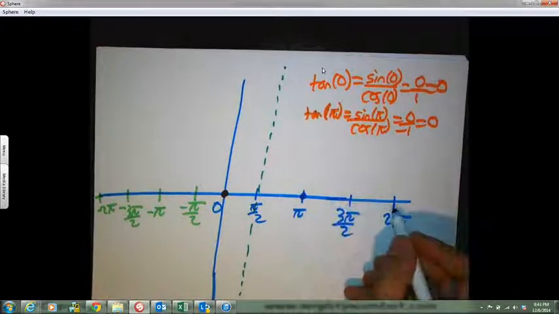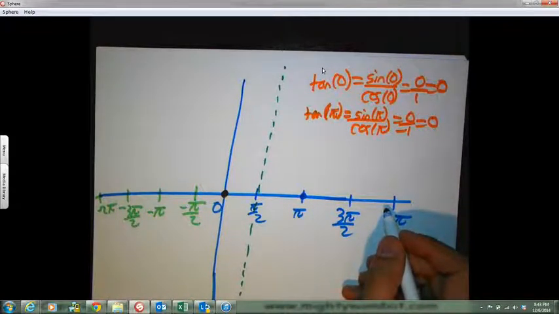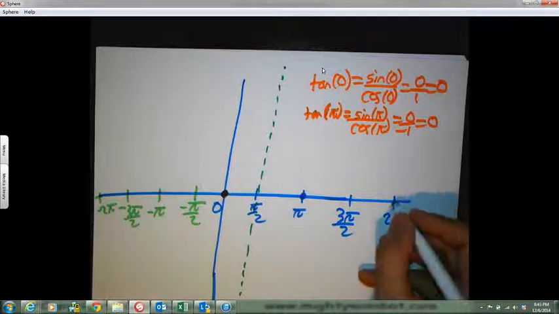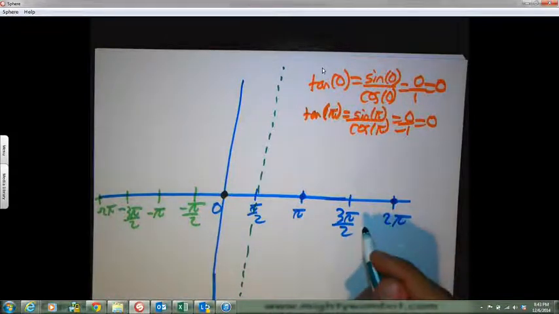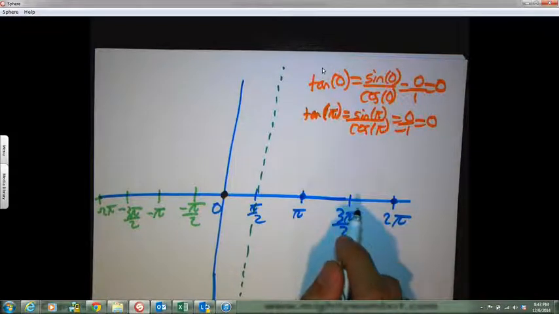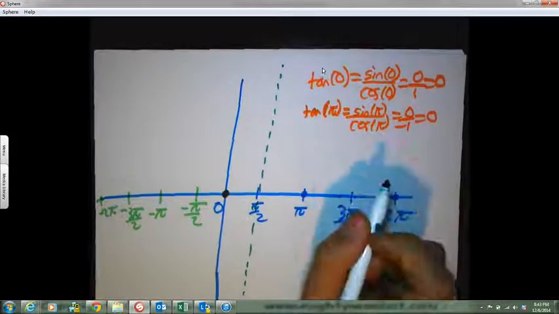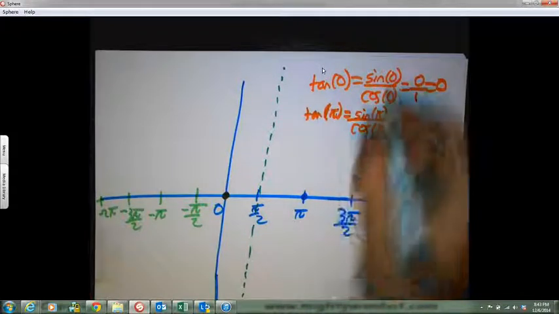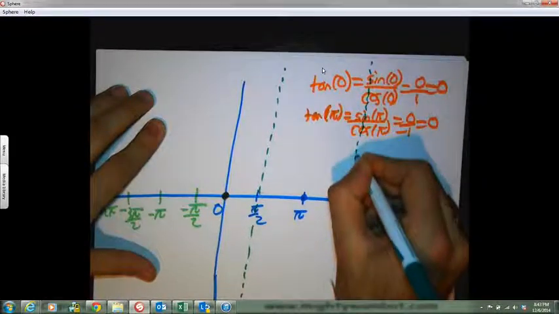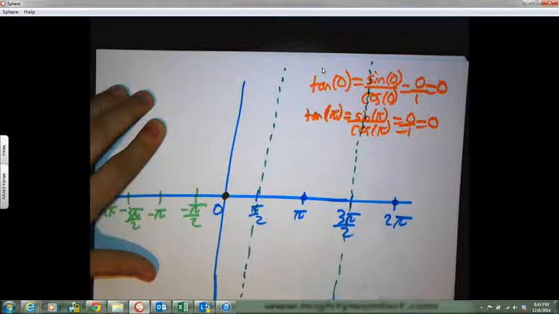At 3 pi over 2, tangent is equal to undefined. Why? Tangent of 3 pi over 2 is sine 3 pi over 2 divided by cosine 3 pi over 2. Cosine of 3 pi over 2 is 0. Anytime the denominator is 0, we have a vertical asymptote. We'll also have a vertical asymptote at negative pi over 2. Cosine is 0 at negative pi over 2, and at negative 3 pi over 2. So tangent has 4 vertical asymptotes from negative 2 pi to 2 pi.